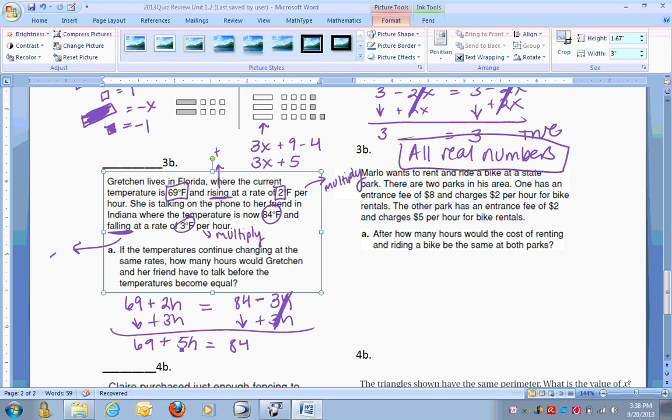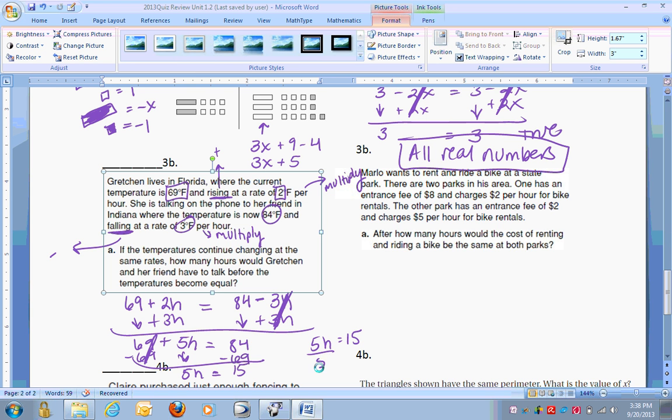All right, then I need to get the h by itself, and the first step there is subtracting 69. And remember, that's moving all my constants to the other side. That's the numbers on one side. So I bring down the 5h, and I have 84 minus 69, which becomes 15. So I'm left with 5h equals 15.